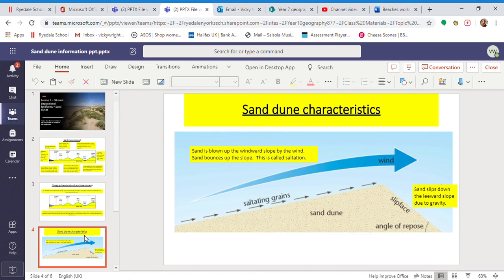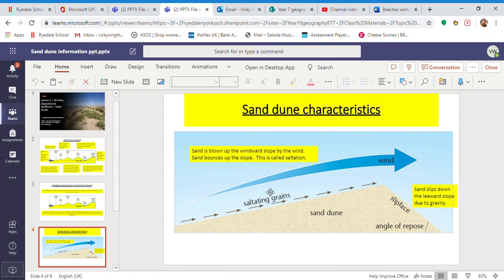Sand dune characteristics. You need to understand how they form in a very simple sense. So there are two names of the slopes here. We've got the windward slope, sometimes called the stoss slope, and we've got the leeward slope here, or the lee slope. So the windward slope is obviously facing the wind, and the lee slope is the more sheltered one. Now the grains of sand get blown up the windward slope.